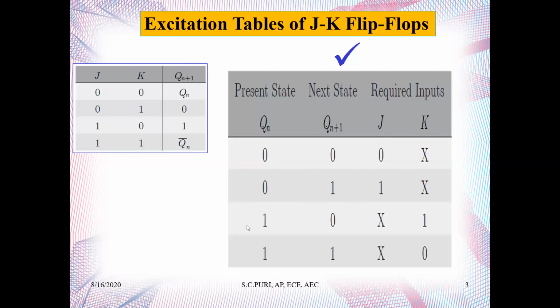Now 1 to 0. 1 to 0 can be obtained either by the reset condition or toggling. So either it can be 1, 1 or it can be 0, 1. That means don't care, 1. Then 1 to 1. Either it can be 1, 0, set, or it can be 0, 0, no change, as you can see here. So 0, 0 or 1, 0. That is 0, don't care. You don't care about this input for this condition.